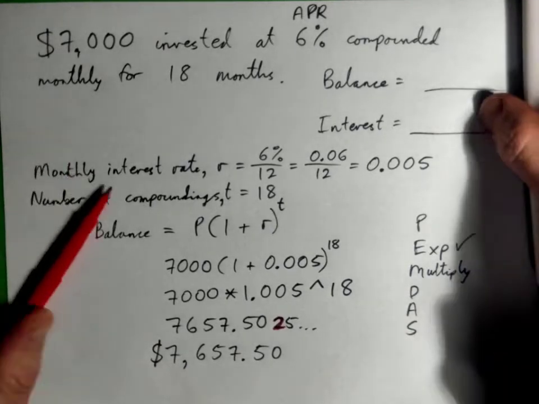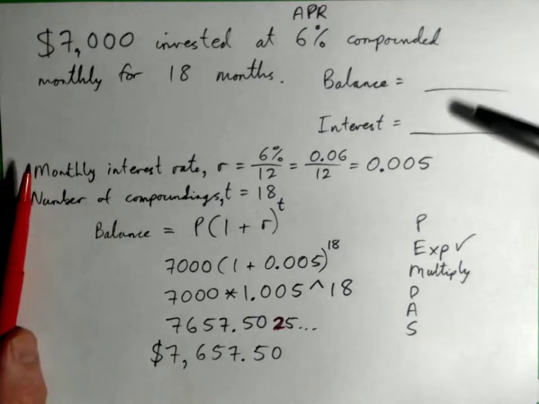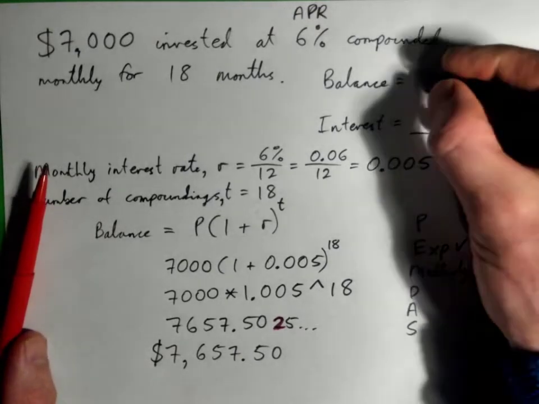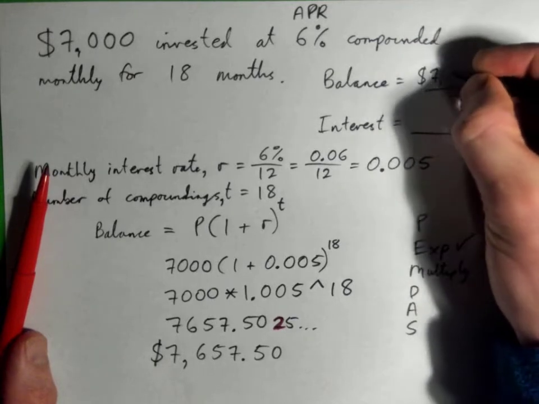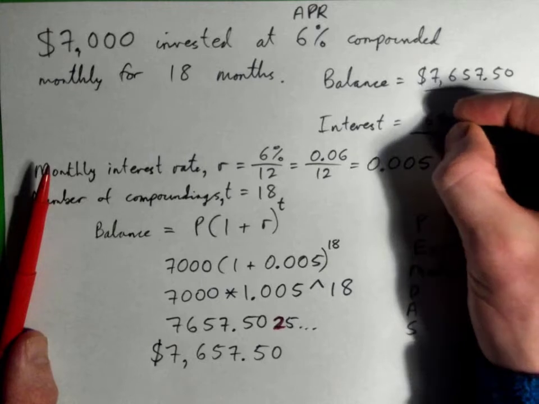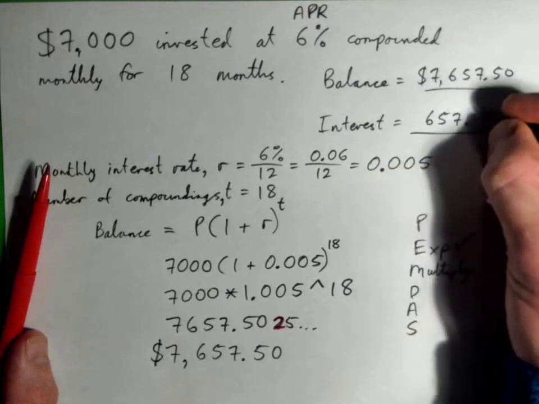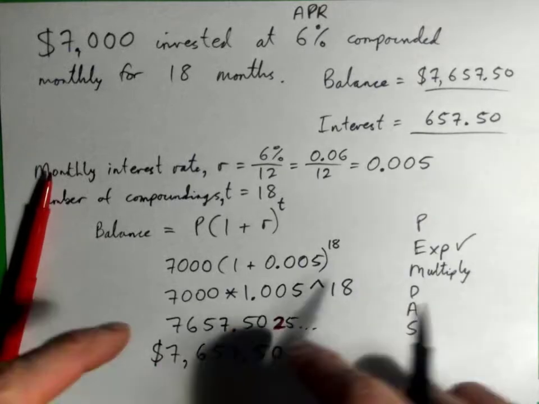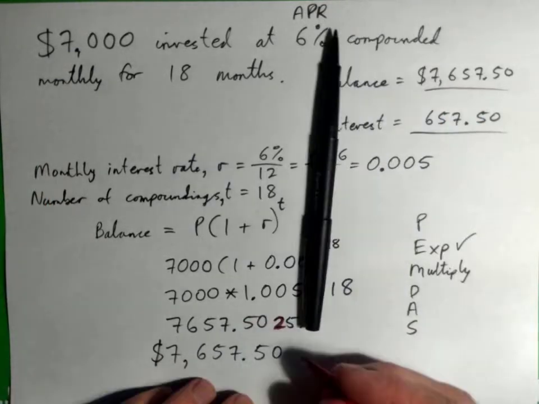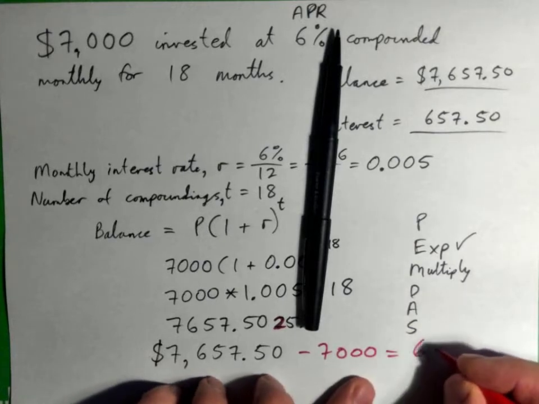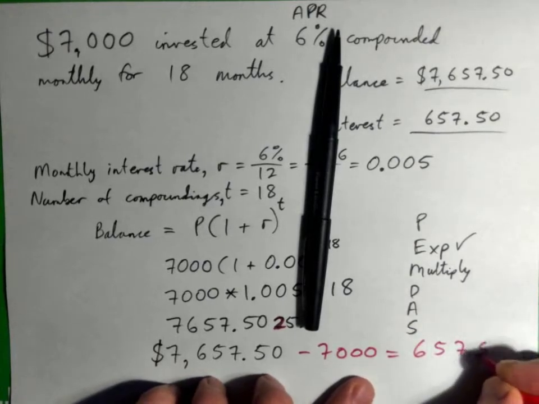Now, so what's the answer? What's the balance and how much interest did we earn? Yep, that's the interest, 50. That's it. Because you take the balance at the end and subtract the principal, 7,000. We subtract our 7,000 and we get 657.50, and that's our interest, right?